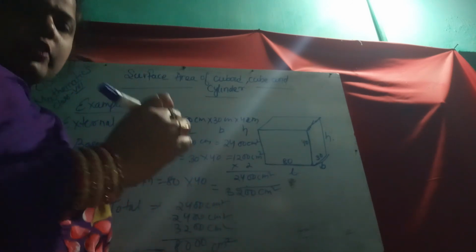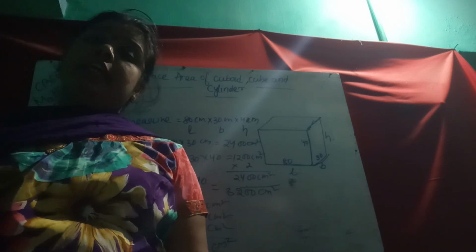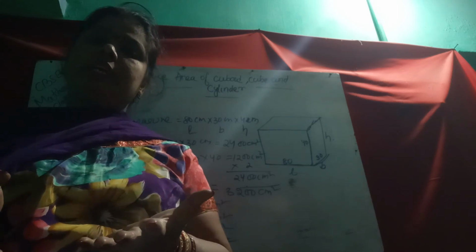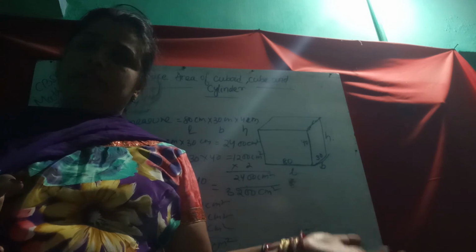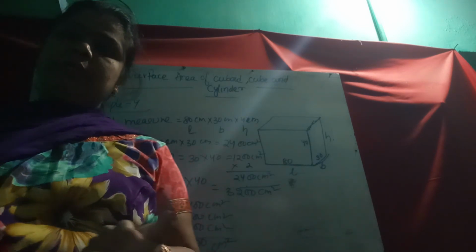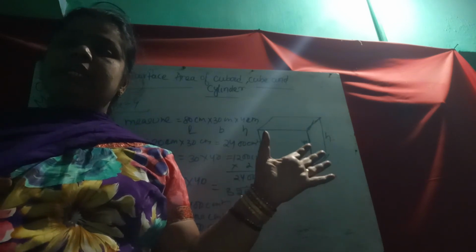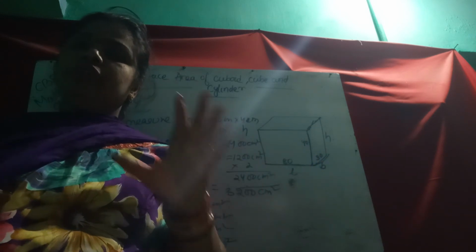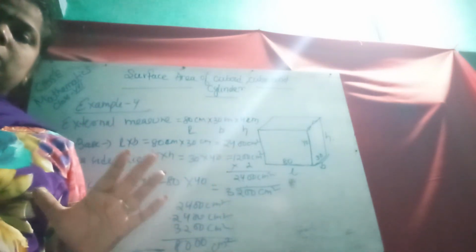So according to the question, we first have to understand what is actually asked, lateral surface area or complete surface area, then use the formula and solve the problem. This is all about today's video. In the next video I will solve some problems related to the surface area and lateral surface area of the cube, cuboid and cylinder.